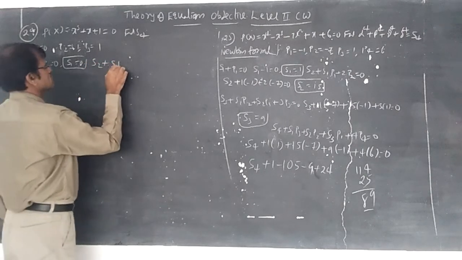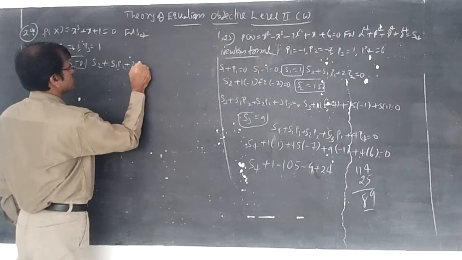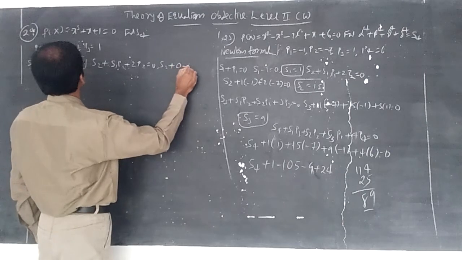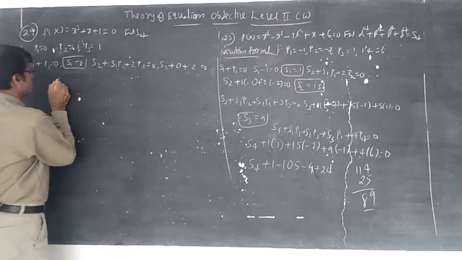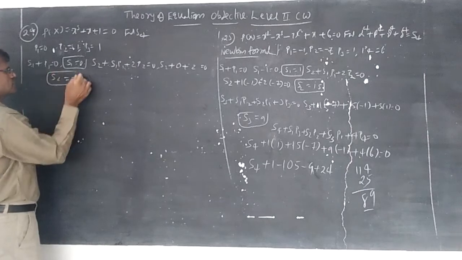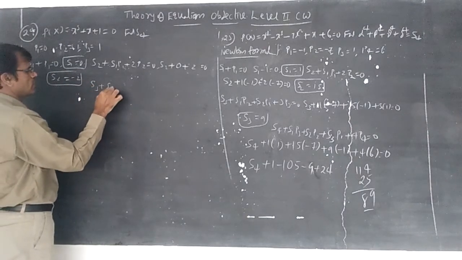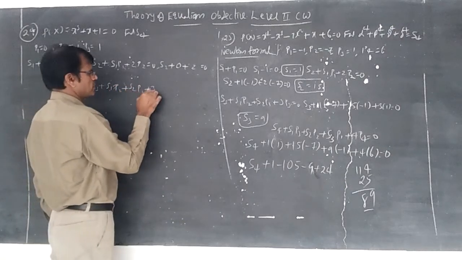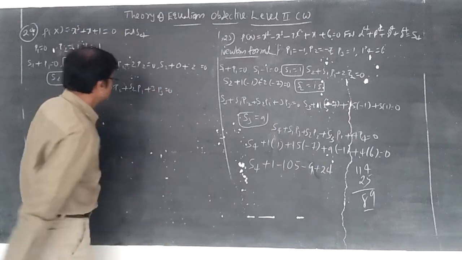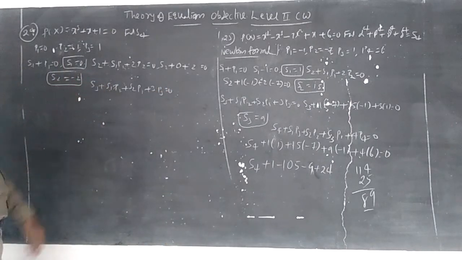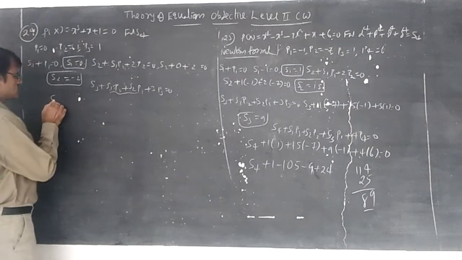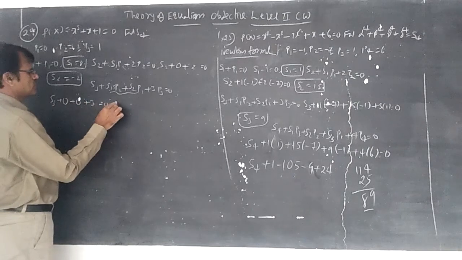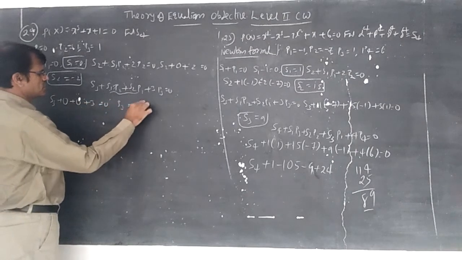S2 plus S1 P1 plus 2 P2 equal to 0. So S2 plus 0 plus 2 P2, meaning 2, equal to 0. So S2 is equal to minus 2. Next formula: S3 plus S1 P2 plus S2 P1 plus 3 P3 equal to 0. Since P1 equal to 0 and S1 equal to 0, both are 0. So S3 plus 0 plus 0 plus 3 P3, plus 3, equal to 0. So S3 equal to minus 3.